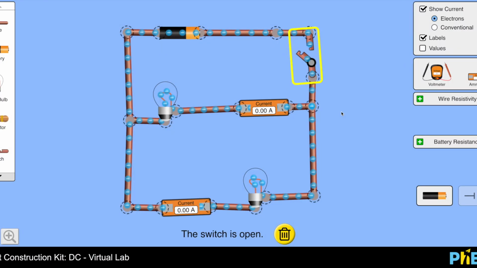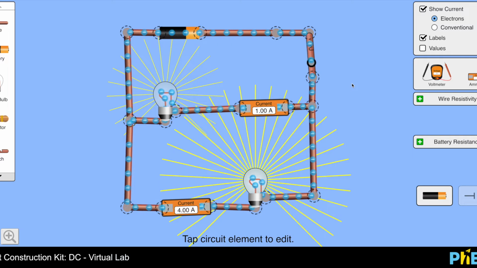Let's try one more. This circuit here is slightly different. Let's switch it on and see what happens. You should be able to see that the current is far smaller in this path than it is in this path. We only have 1 amp of current here, whereas we have 4 amps of current here. This means that the rate of flow of charge, essentially how much charge is flowing through this path, is 4 times greater than this path.